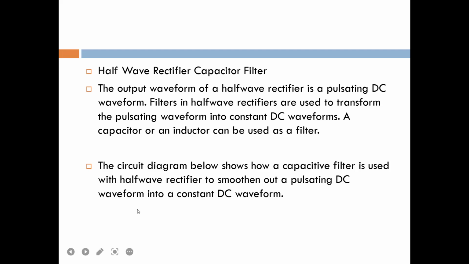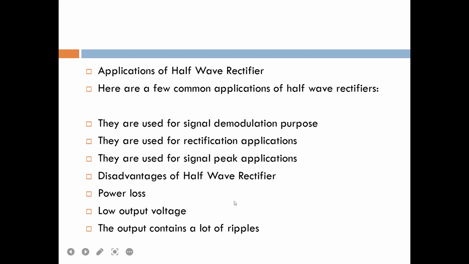The diagram shows how a capacitor filter is used with a half wave rectifier to smoothen a pulsating DC waveform into a constant DC waveform. See here. This is pulsating, some pulses may be occurring. Then that is removed and smoothened, and the output of the half wave rectifier circuit is obtained. For this purpose, a filter circuit, generally a capacitor filter circuit, is used.